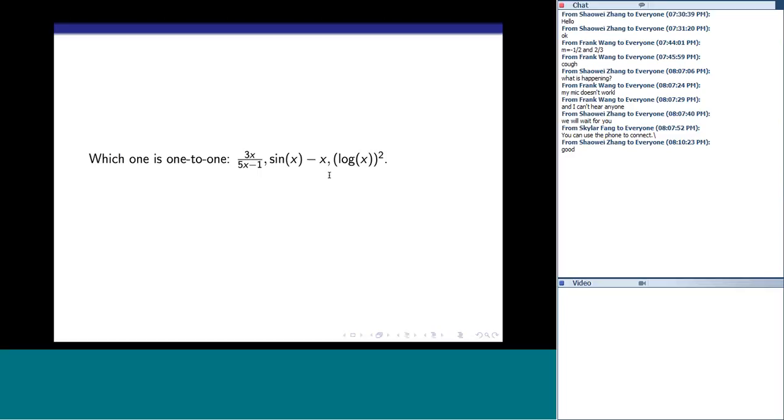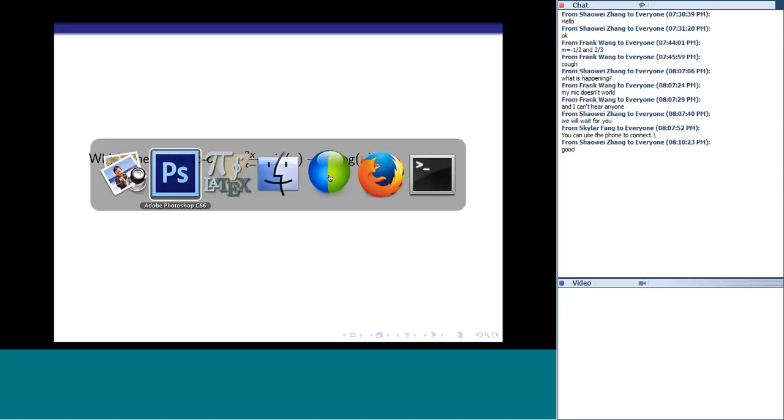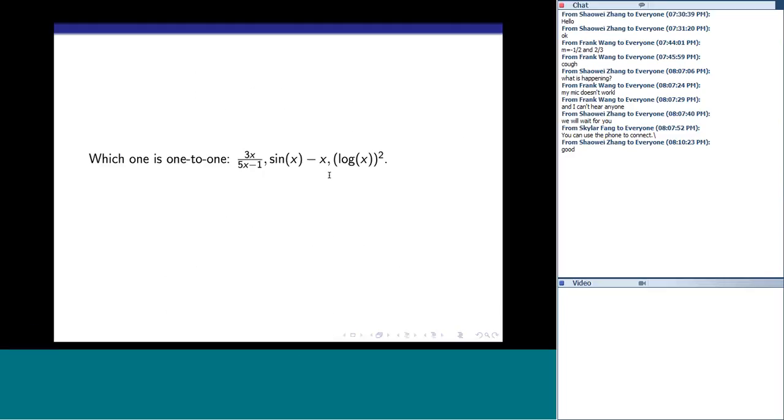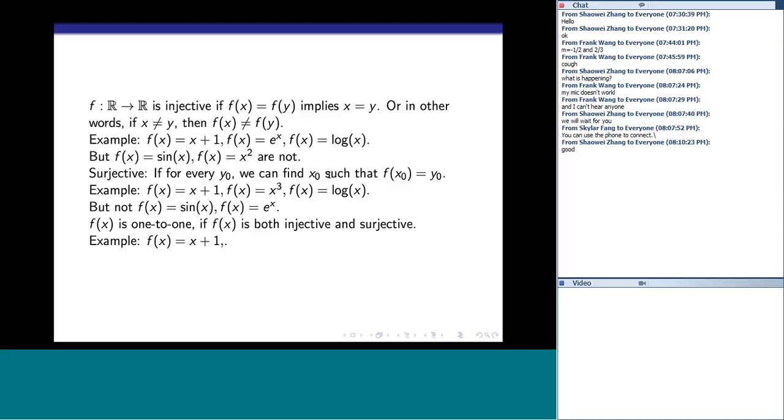Okay, as long as you have a square, it will not be injective. I thought we were asking for one-to-one, not injective. Well, one-to-one means both injective and surjective. So you have one from the domain, one from the range. That's what I mean.